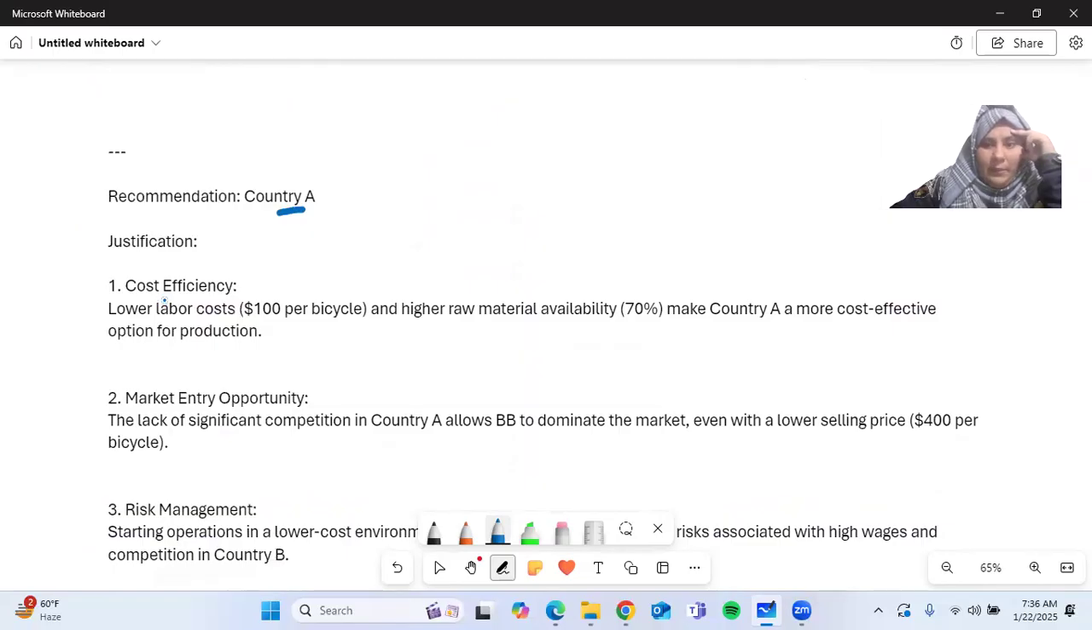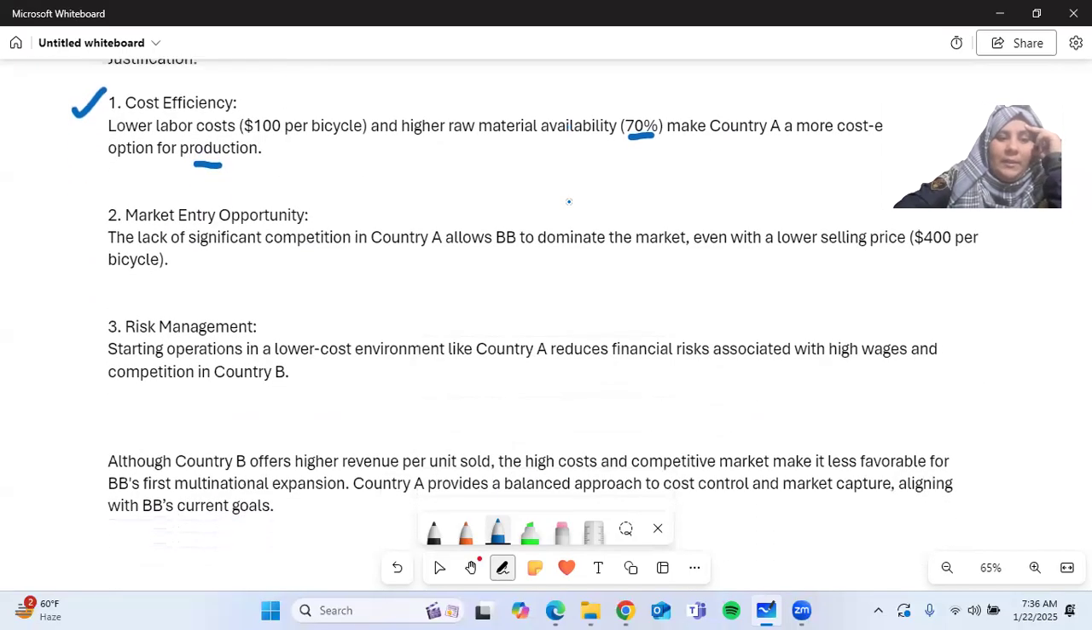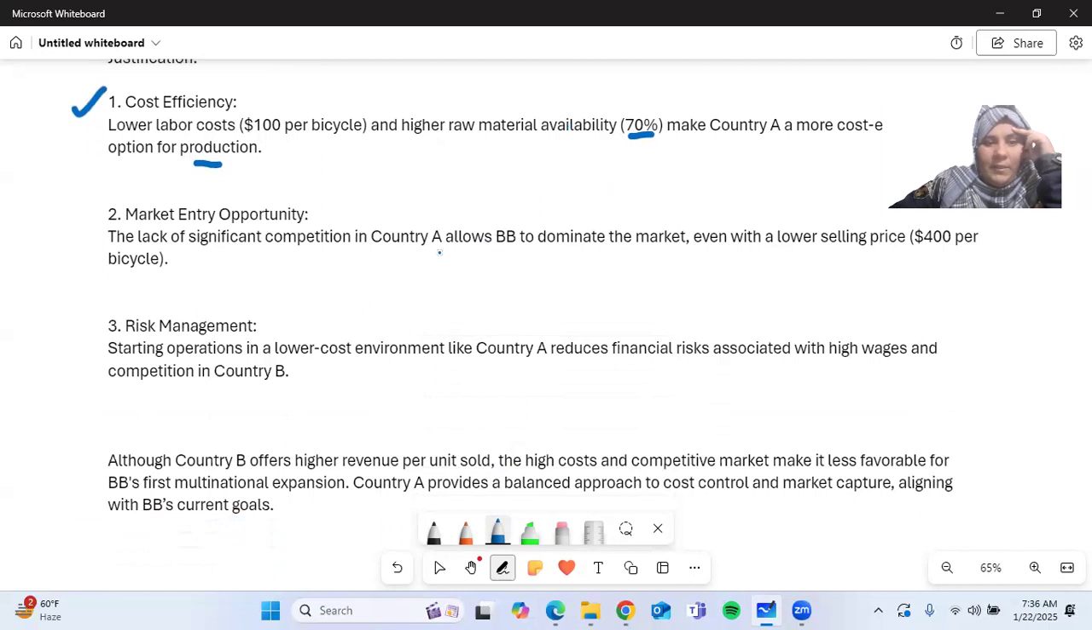So what will be my justification? The first is cost efficiency. Lower labor cost of $100 per bicycle and higher raw material availability of 70% make country A a more cost effective option for production. And there's a market entry opportunity. The lack of significant competition in country A allows BB to dominate the market even with the lower selling price, which is $400 per bicycle.